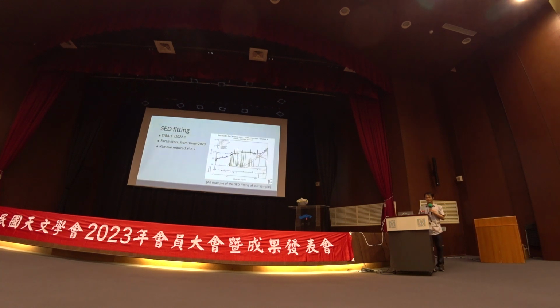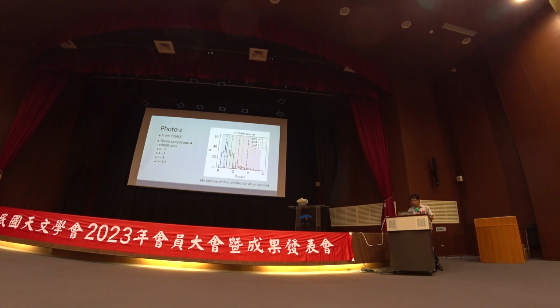And we use the SED fitting software CIGALE to obtain the photo-z and the spectrum of our galaxy samples. And we use this parameter and remove the bad fits with reduced chi-square larger than 5. And this is just a simple example of our SED. Then for the photo-z we obtained, I just show the distribution of our galaxy sample, and we divide them into 4 redshift bins as this value shows.